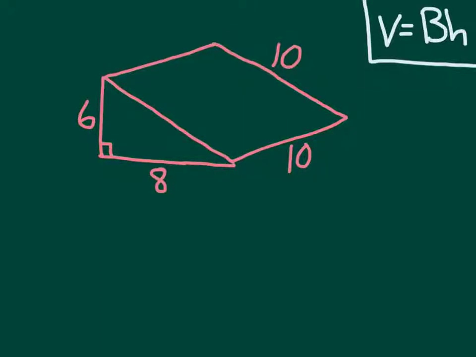Okay, so this is how to find surface area and volume of a prism. This is a triangular prism. I say that because if you look at it, it has congruent parallel bases, which are triangles.